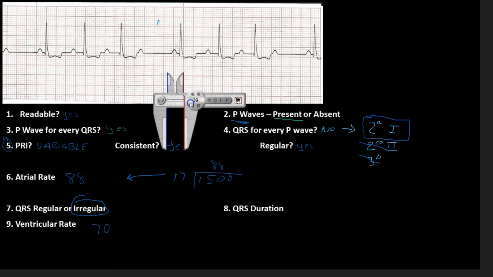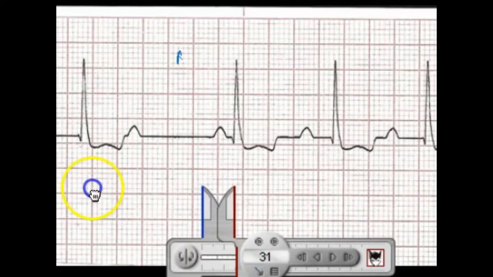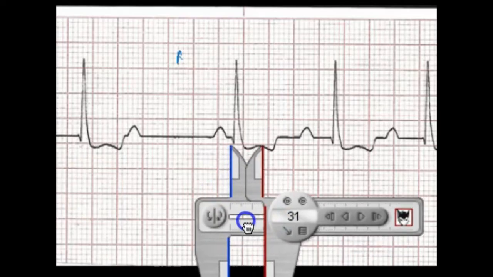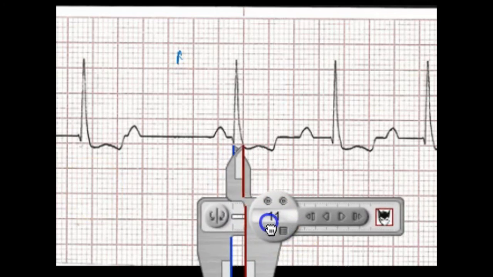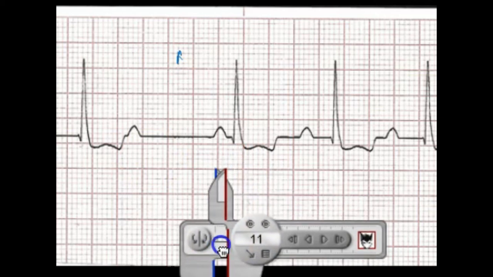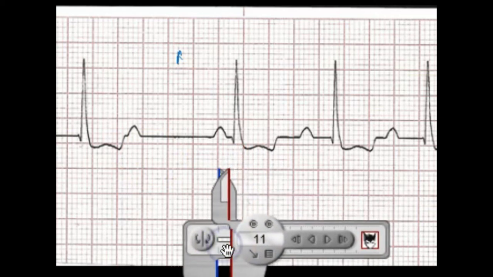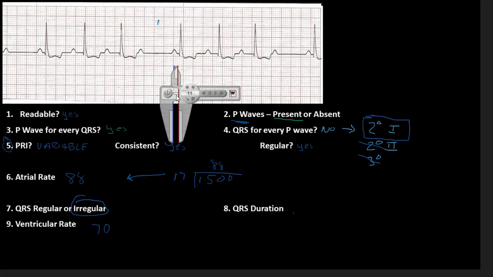We want to make sure that it's following normal conducting pathways. So we're going to measure that as well. Again, we already know what it appears to be, but we want to verify everything. So we're going to measure this. And that looks like 2 blocks. So QRS duration here is at 0.08. And we say when we have that it is within normal range. So therefore, our definition here is a second degree type 1.